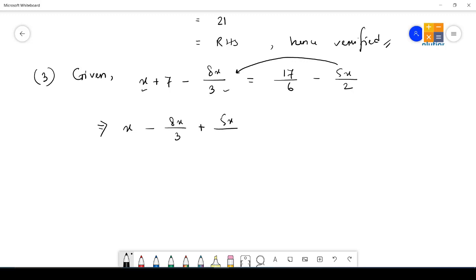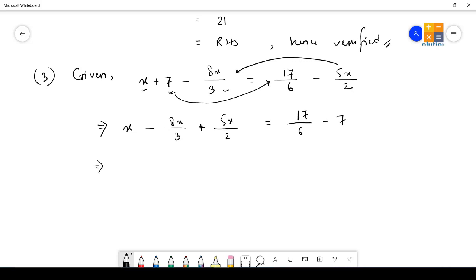When it is shifted to the opposite side, it will turn positive, so it is positive 5x by 2. At the same time, this number, independent of the variable, is on the left hand side. So what do we have to do with this? Of course, we have to shift it to the other side. Initially it is plus 7 here. When it is shifted to the opposite side, it will turn minus 7. So I get here 17 by 6 minus 7.